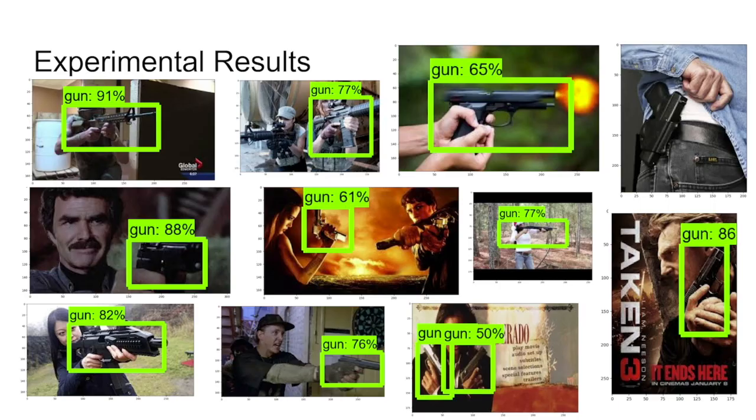This slide shows some of the experimental results. As you can see, in most cases, guns are detected. In some cases, as you can see near the bottom right, we detect two guns successfully. But if you look in the middle, sometimes we miss a gun and only classify one. And if you look at the far top right, there are some cases where we miss a gun completely. But overall, classification worked pretty well.